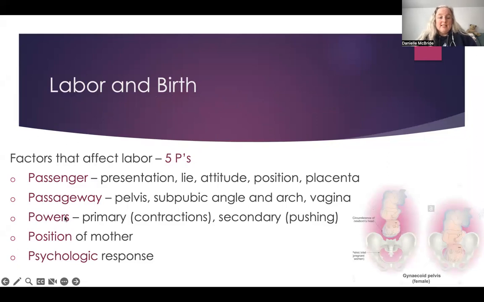The next P is our power. So this is our contractions. This is our pushing effort. This is everything that is getting the baby down and out.